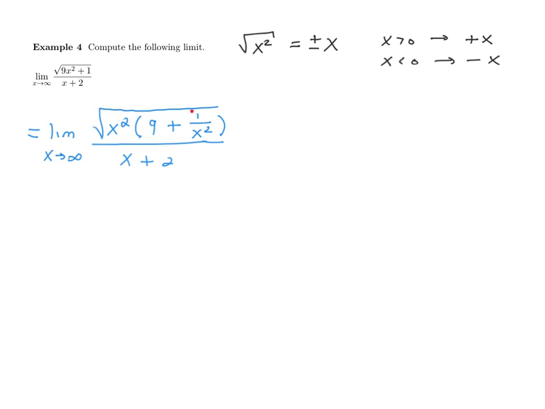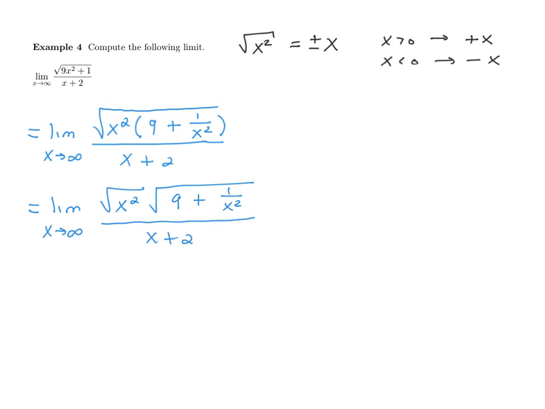Now, there's a property for square roots that works for products, but not for sums. You're allowed to split the square root across two products. So this is the limit as x approaches infinity of the square root of x squared times the square root of 9 plus 1 over x squared, and this is still divided by x plus 2. You are not allowed to, in a sum, take the square root of the first and the square root of the second. That is false. I'm allowed to do this because here I have a product of two things.